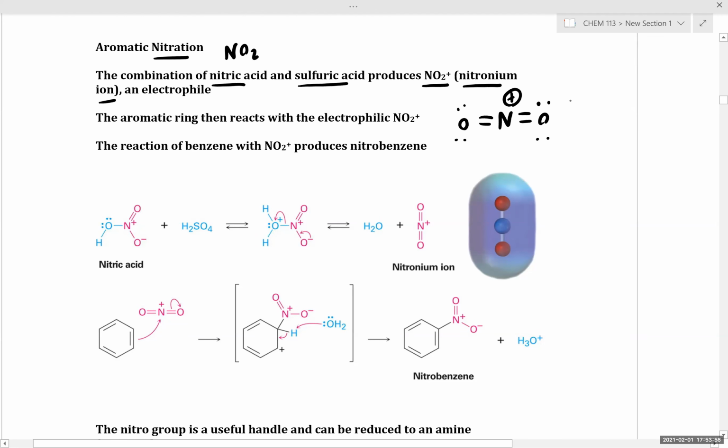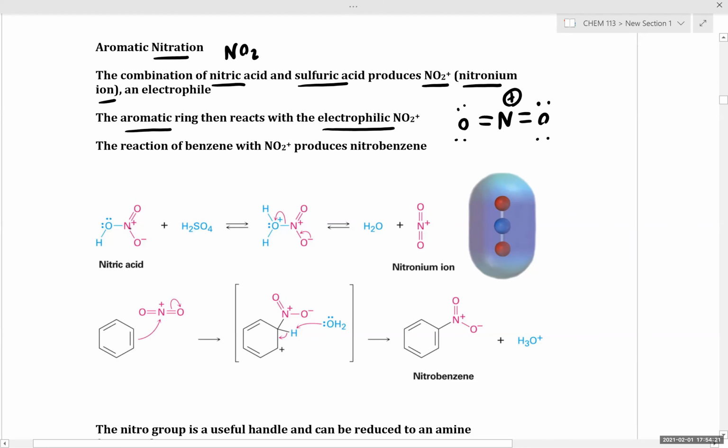Once we've generated a trace amount of this electrophile, the aromatic ring then reacts with the electrophilic NO2+, and we generate our resulting NO2 adduct. So in this case, if we took benzene and subjected it to nitration, we generate nitrobenzene.